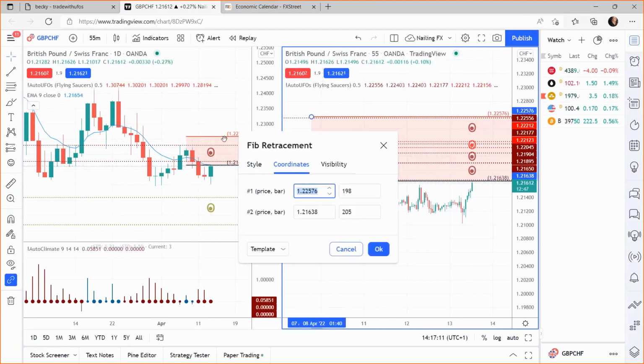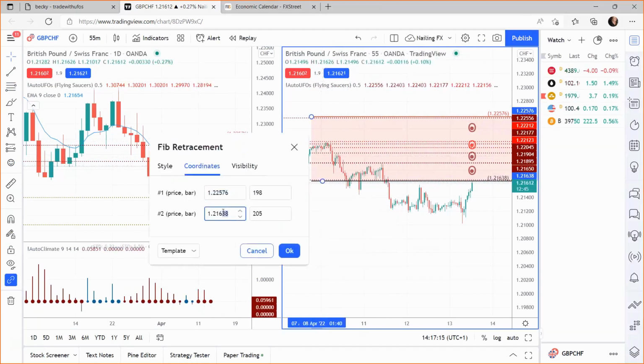So let me put in here. So the entry price is going to be 1.2165, which is exactly where those sellers start and pretty much exactly where our EMA is. And our stop loss is going to be based on this top number here.